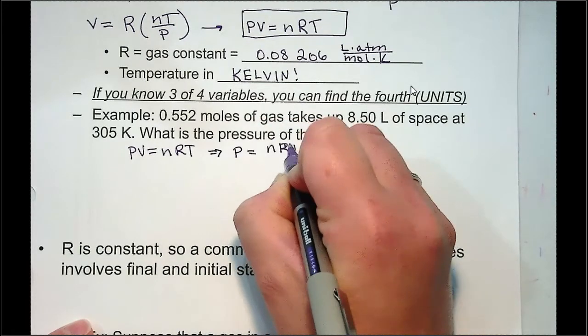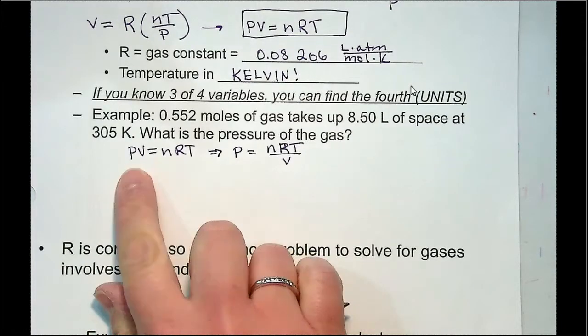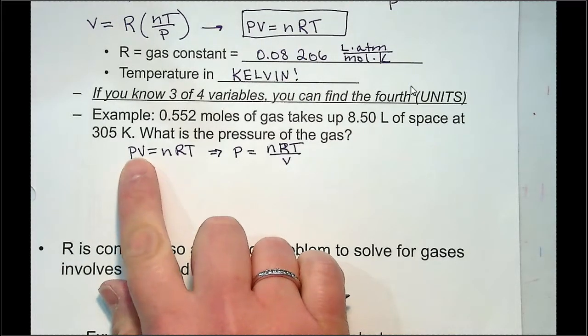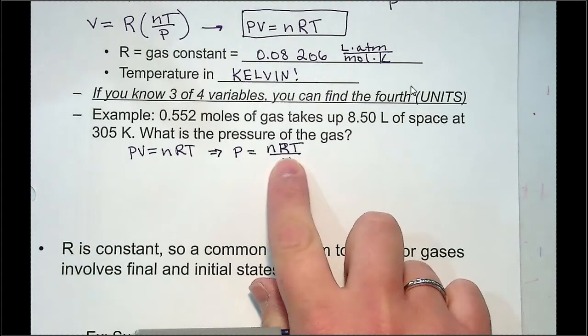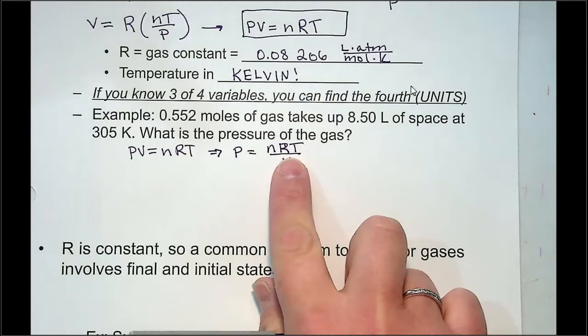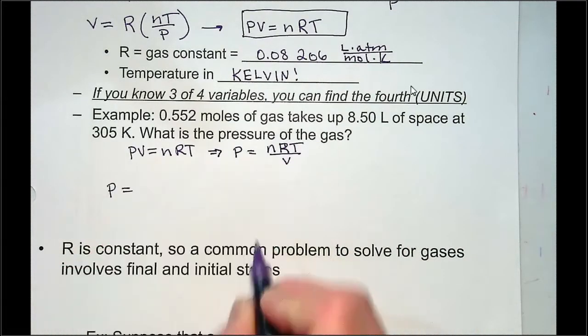nRT over V. Although I have to add the caveat that it actually doesn't matter if you know how to rearrange it. If you just plug in all your things, solve for your unknown. Maybe it helps you to rearrange it once numbers are in there. I don't know. But I like to rearrange it, so P equals nRT over V. So we're just going to plug in everything into this equation.